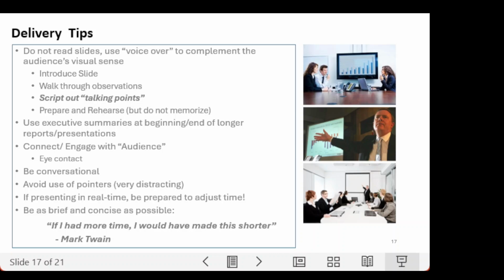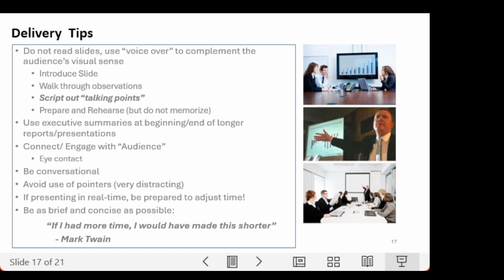Connect and engage with the audience. Make eye contact. Ask rhetorical questions. Move around if you're able to. Don't be tied to the podium or behind the laptop. Be conversational. Don't deliver the State of the Union speech here. Be talking to a group of executives or your peers. I like to avoid the use of pointers.